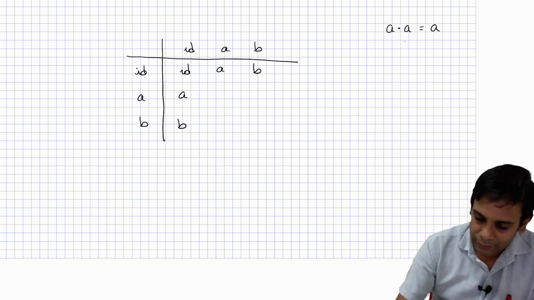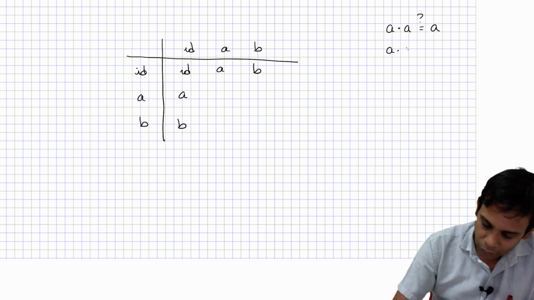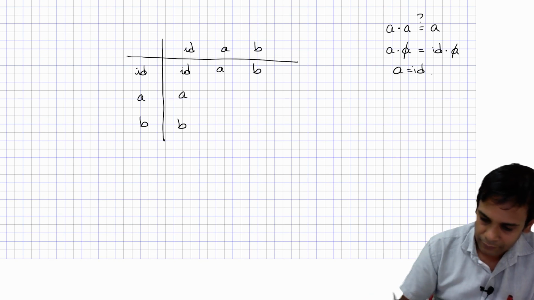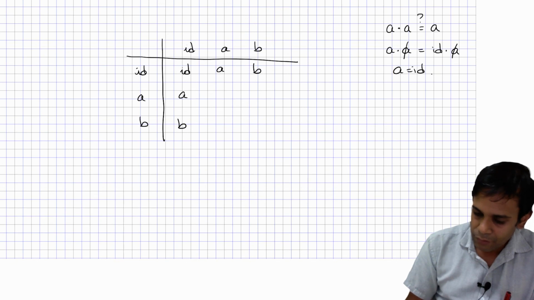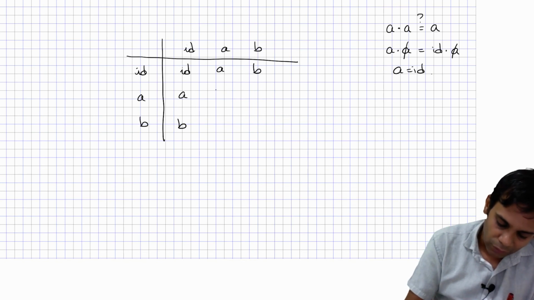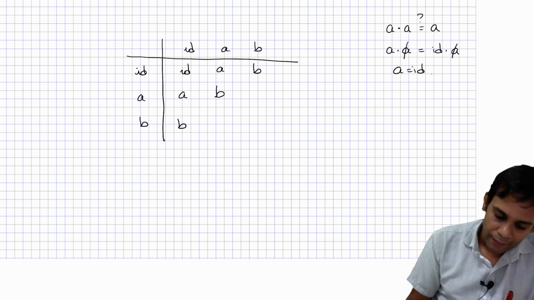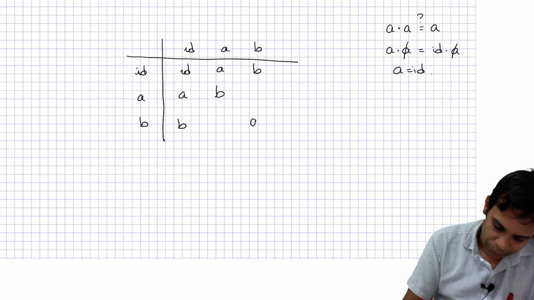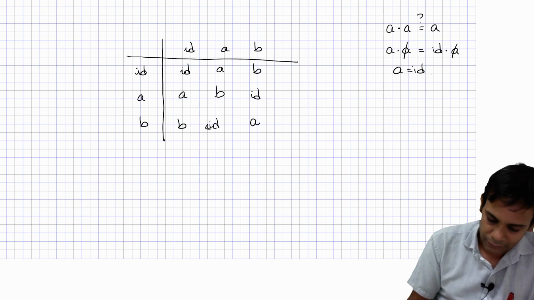By cancellation, I can write A dot A is identity dot A, and then if I use cancellation I get A is equal to identity. So A dot A equal to A implies that A is the identity. So I cannot have A dot A equal to A. I have to have A dot A equal to B. And similarly, B dot B has to be A, it cannot be B. Now I have the inverse axiom, which says that A dot something has to be identity. So I better have identity here, and something dot A is equal to identity.